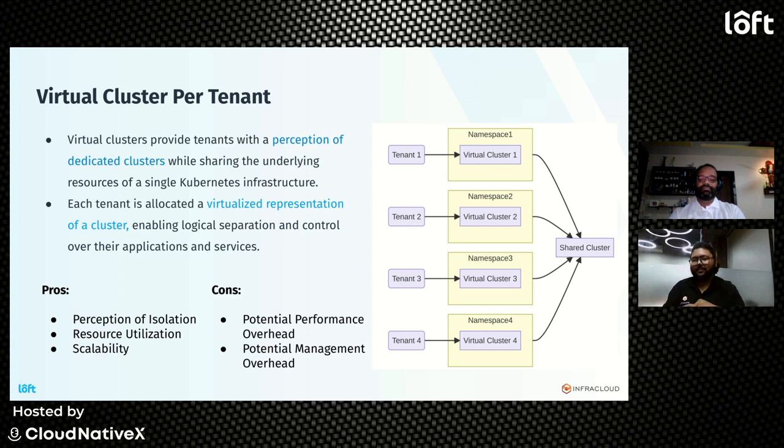Talking about the cons, there is a potential. The word over here is potential. There is a potential performance overhead as well as management overhead when it comes to virtual clusters. Why is that? Because virtual clusters, as you see from the diagram itself, introduce an additional layer of abstraction. Because of that, there might be slight performance issues. But again, it depends on how well you optimize your entire underlying infrastructure as well as how you're deploying it.